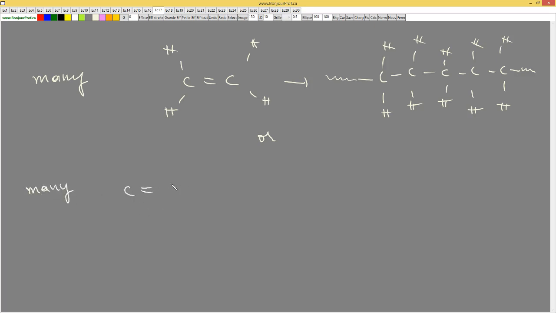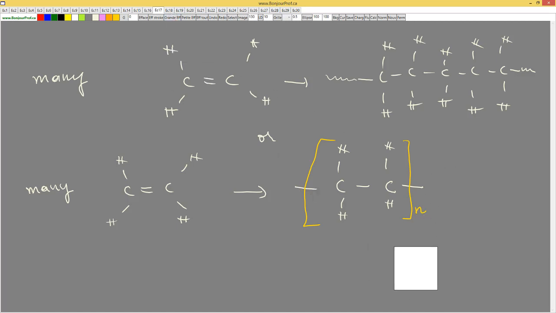Many C, H, H, H, H, and by reacting we put them like that, C, H, H, H here, H here. We put them in brackets, and we put here an N. So we put a reaction here, and we put an N. What does it mean, an N? Multiple, N, multiple. That's what, 1,000 if you want. This is how we represent polymers.